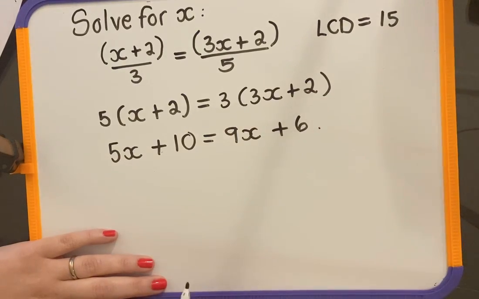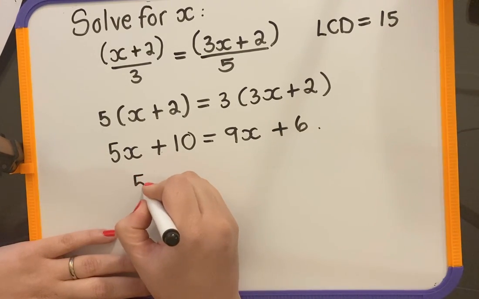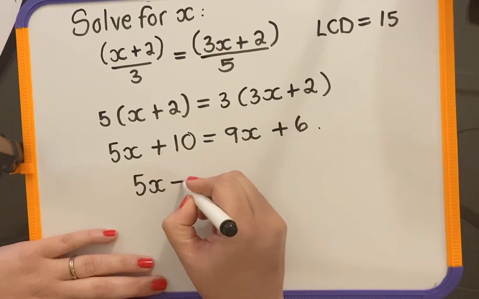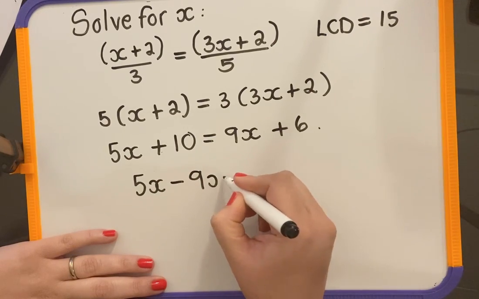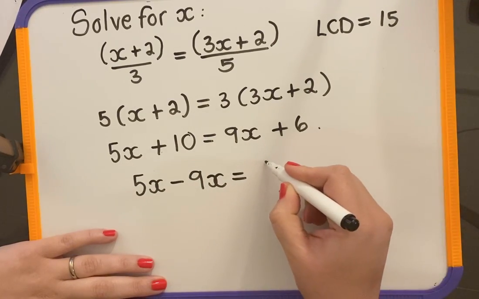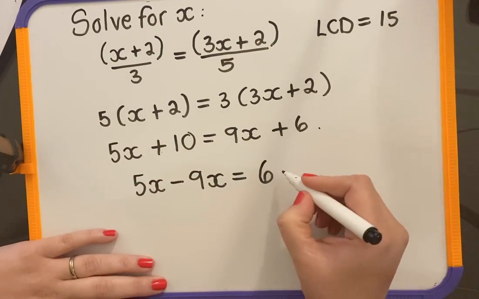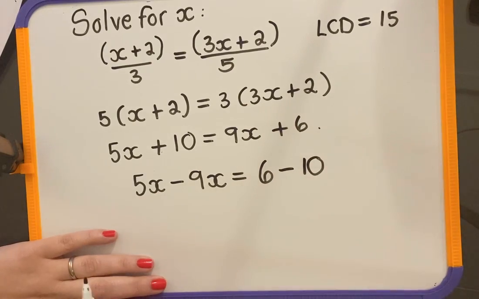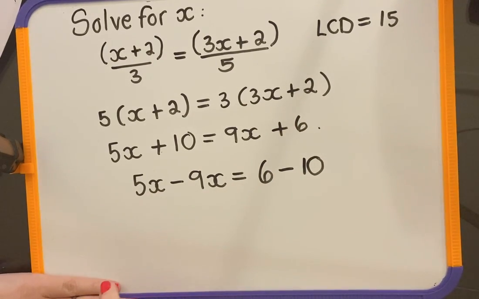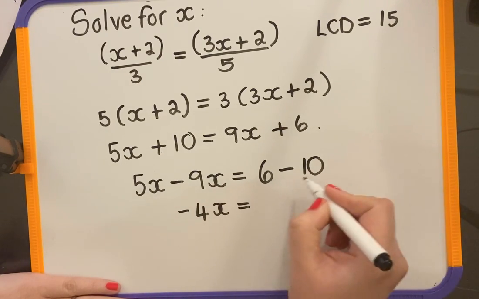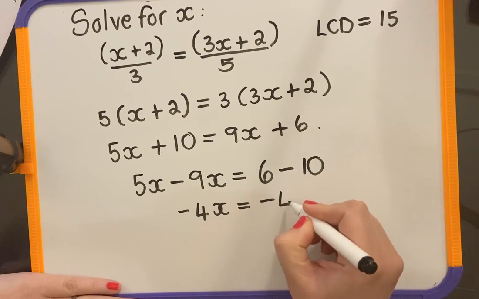plus 6. We're going to isolate the variables on the one side and take the constant terms to the other side. 5x, I've got a plus 9x over there. I have to undo plus 9x by minusing 9x from both sides. I've got a 6 over there. I have to undo plus 10 by minusing 10 on both sides. 5x minus 9x is minus 4x. 6 minus 10 is minus 4.